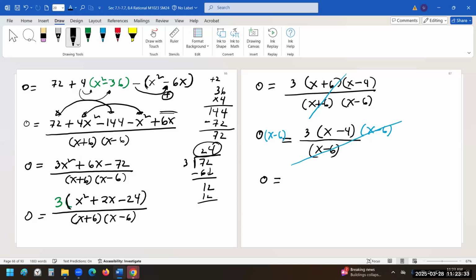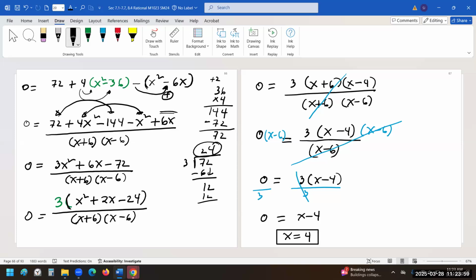So we have 0 equals 3x minus 4. We don't want the 3 because it's not helpful. So divide both sides by 3. And we get x minus 4 is 0. That gives us, what is our answer? 4.